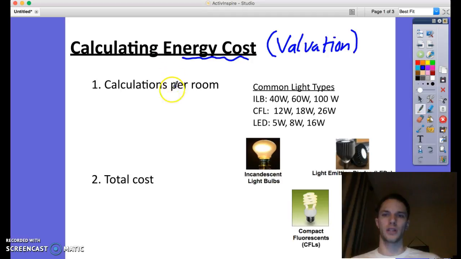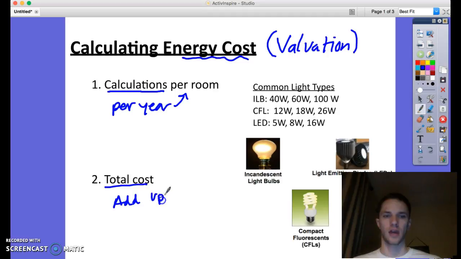So what you are going to need to do for your particular house is to figure out the calculations per room. How much is it going to cost per year for each room in your house to run the electricity? And then add up all those totals, add up all the rooms in order to figure out the total energy cost for your house for 1 year.